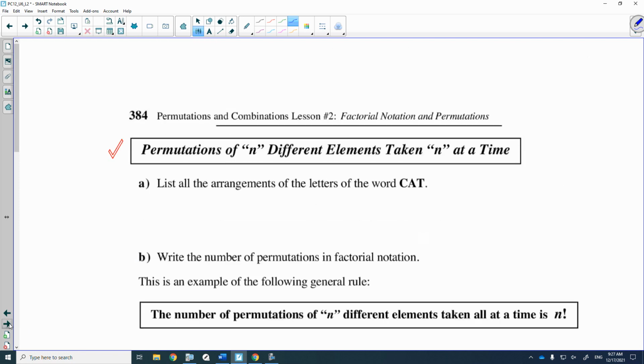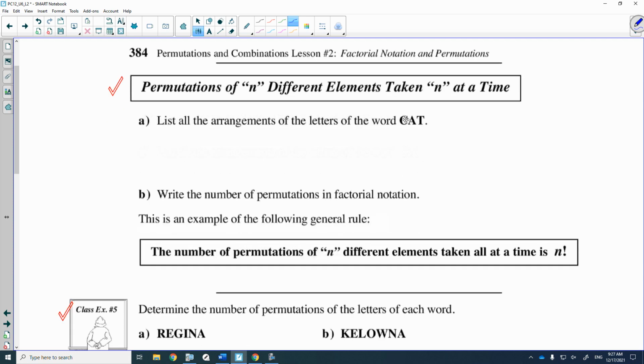Let's look at another example, and we're going to look at a word. It says list all of the arrangements of the letters of the word cat. So how many different 3-letter arrangements can we make using the C, A, and T? So we could have the word CAT. We could have the arrangement CTA. We could have the arrangement TAC, TCA, ACT, and ATC. There are 6 different arrangements using the letters in the word cat.